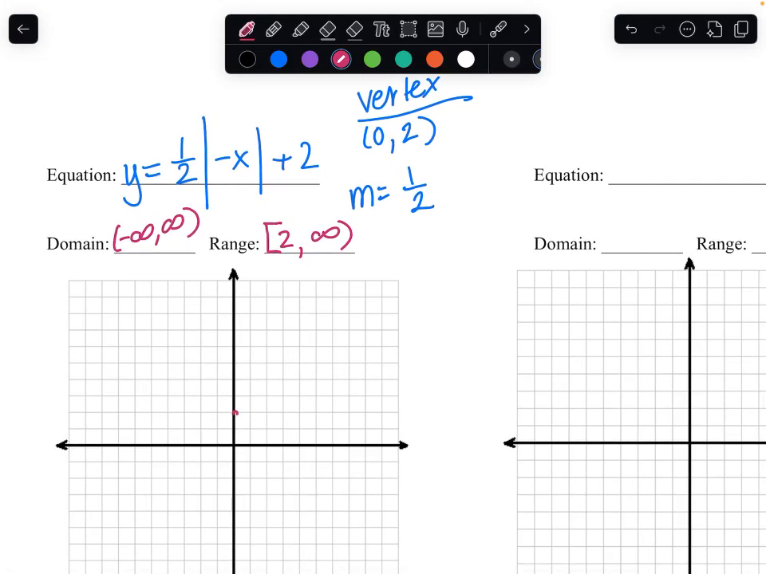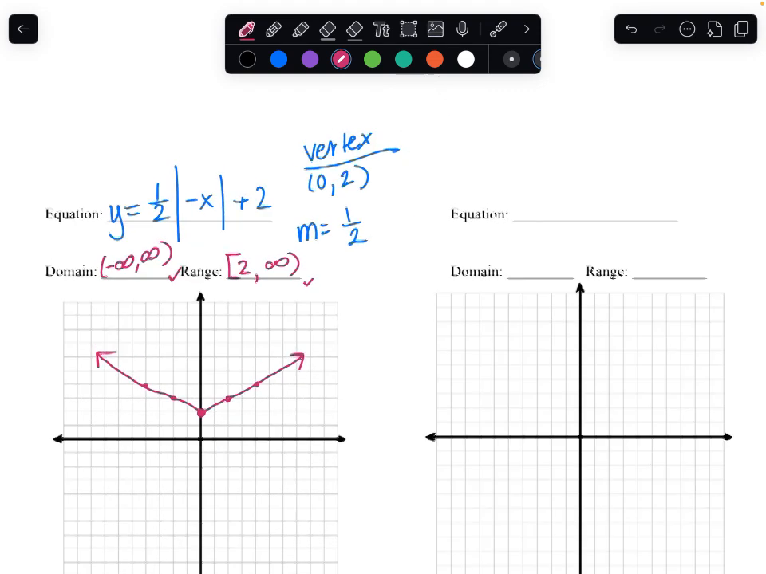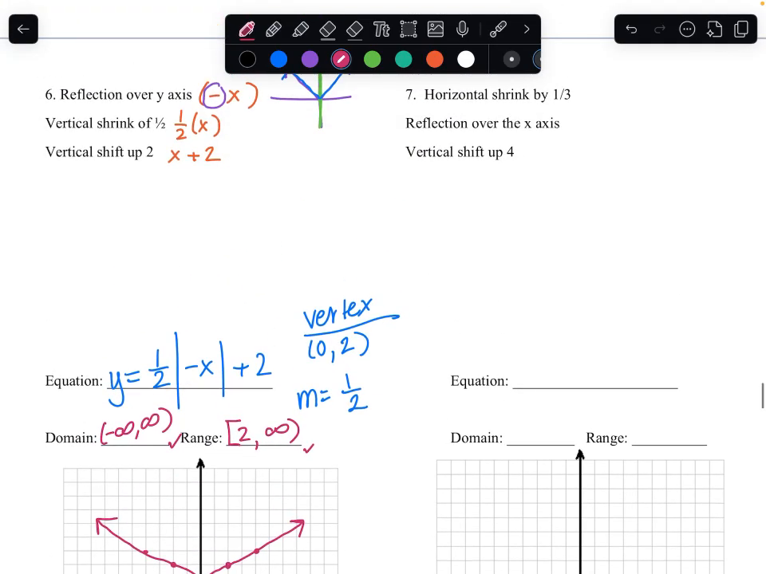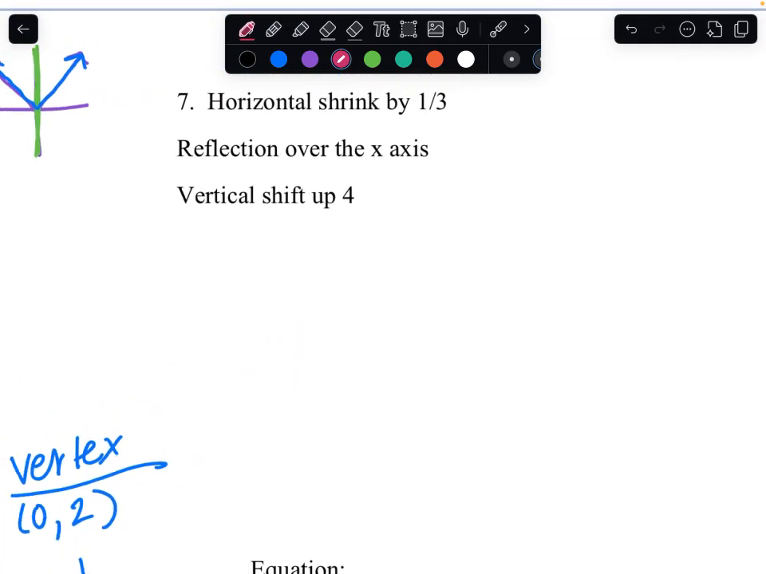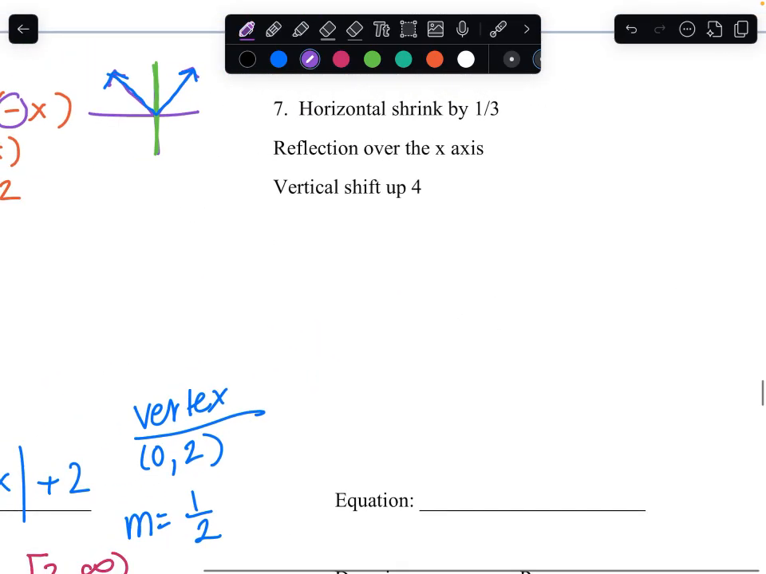So our vertex is 0, 2. Our slope is up 1, right 2, up 1, right 2. Reflecting them over will give us this graph, which domain's correct and our range is correct. Okay, I want you to try to write the equation for number 7, and you can pause the video. Hopefully you did actually pause the video.